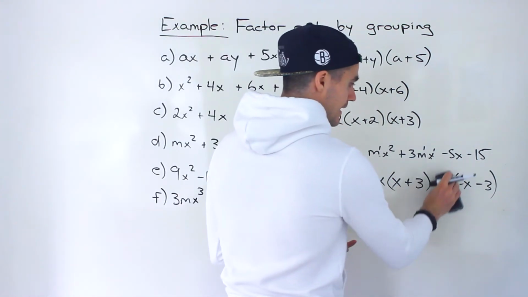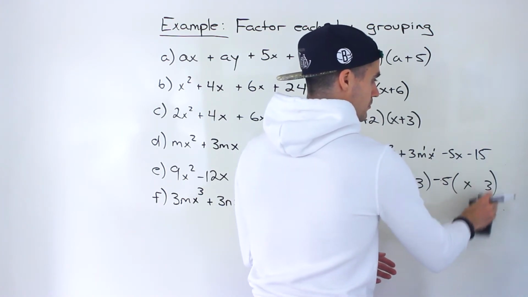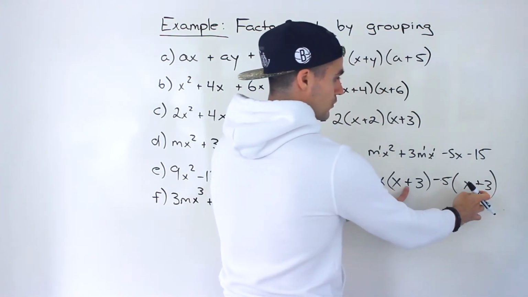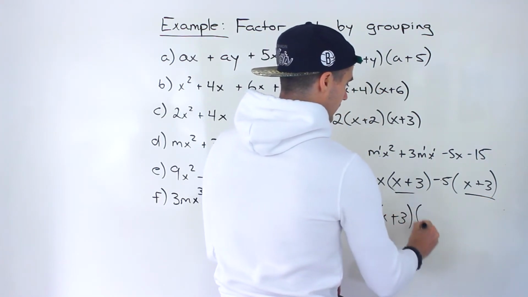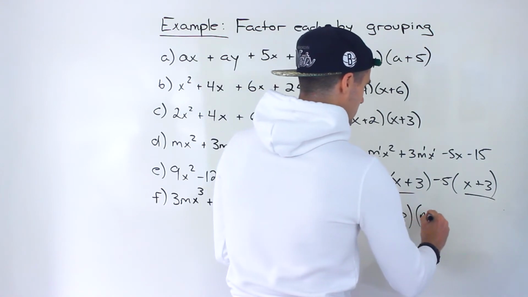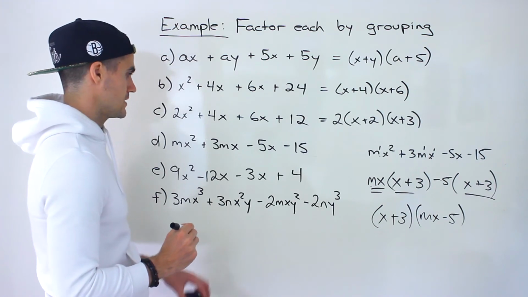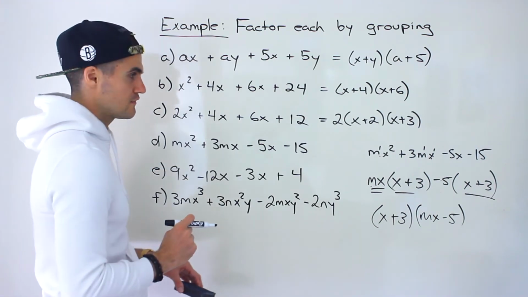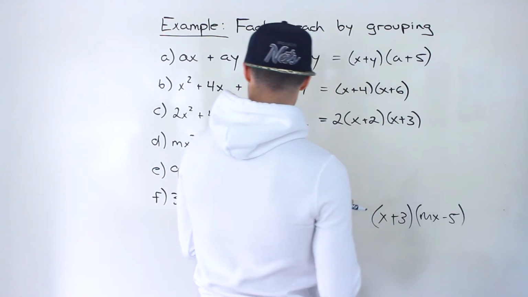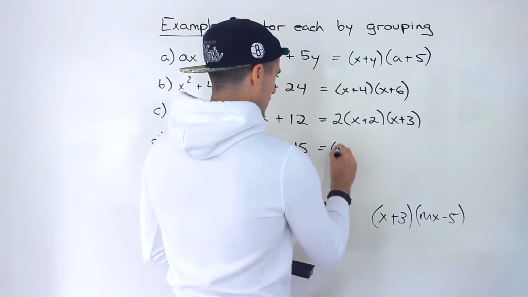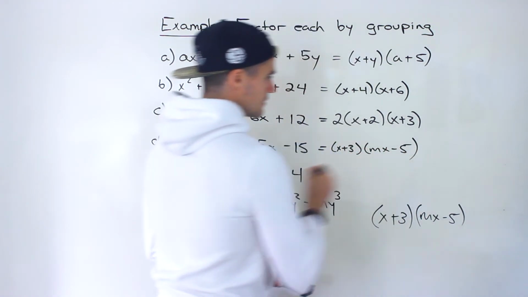That's why we've got to take out a negative 5 here in order to have x plus 3 in this bracket, in order for these brackets to be the same. And now we can take out that bracket and we're left with mx minus 5, like that. All right, so that's what part D factors to. Okay, so just be careful with these negative expressions over here. So this would be x plus 3 and then mx minus 5.